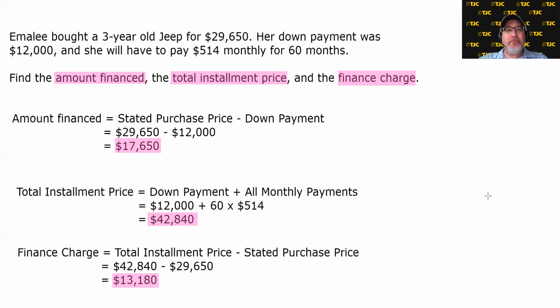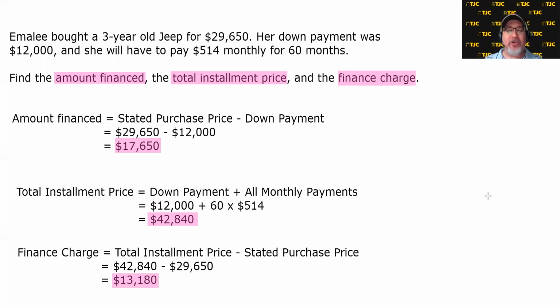So, like I said, don't get so hung up on these formulas. Amount financed equals stated purchase price minus down payment. That's how we calculated it in this problem. Total installment price is down payment plus all monthly payments. That's how we calculated it in this problem. Finance charge is total installment price minus stated purchase price. That's how we calculated it in this problem.